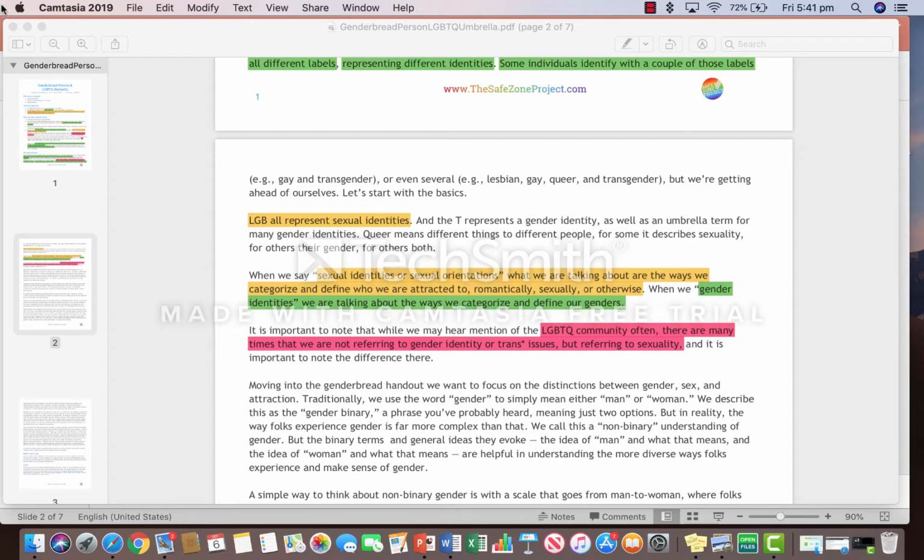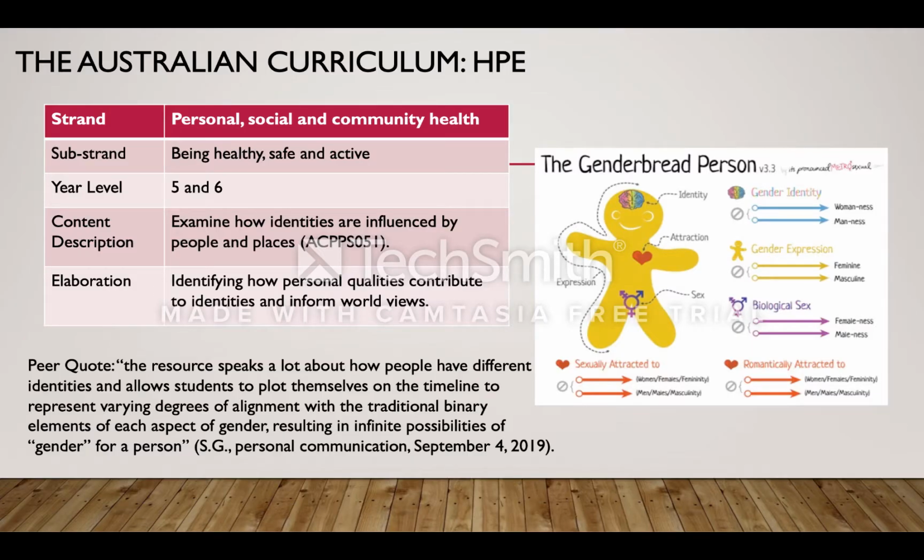society gives this community. The decision I came to in order to change the selected content description was because the resource speaks a lot about how people have different identities and allows students to plot themselves on the timeline to represent varying degrees of alignment with the traditional binary elements of each aspect of gender, resulting in infinite possibilities of gender for a person.